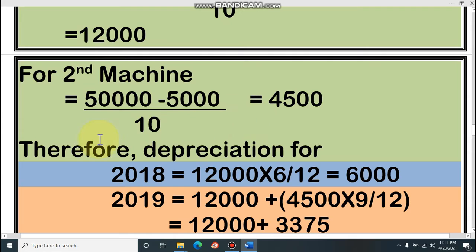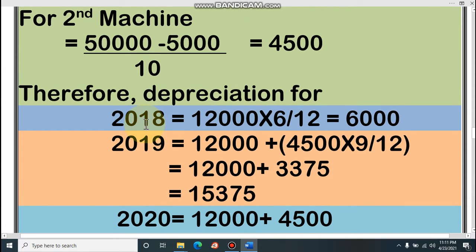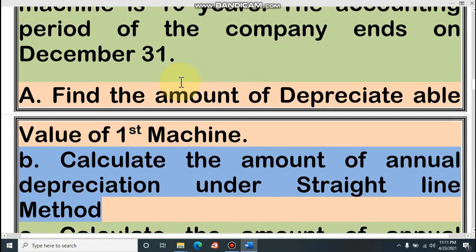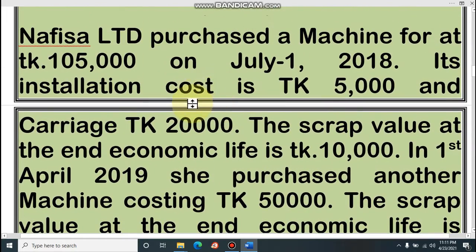Now what amount of depreciation will be charged, dear student? Therefore, depreciation for 2018: look, we purchased this machine on 1st July. That means at the beginning of July you purchased this machine. So in 2018 depreciation will be charged for July, August, September, October, November, December.